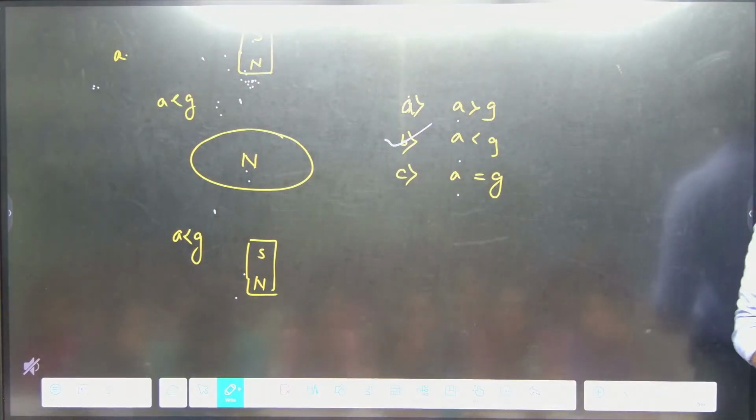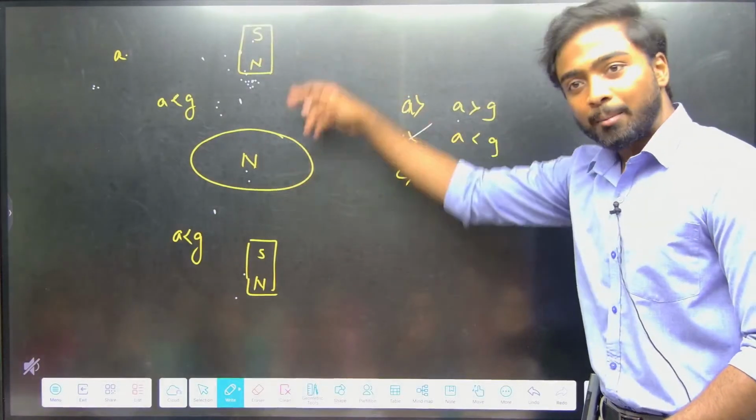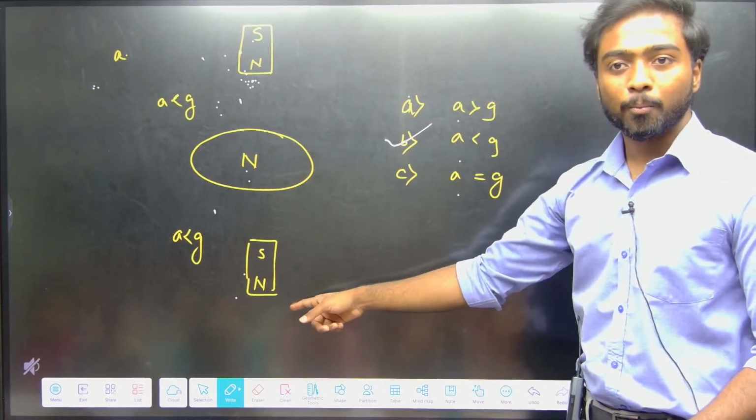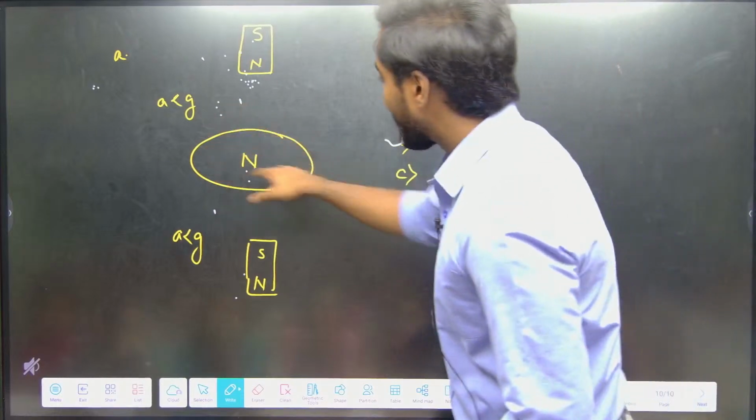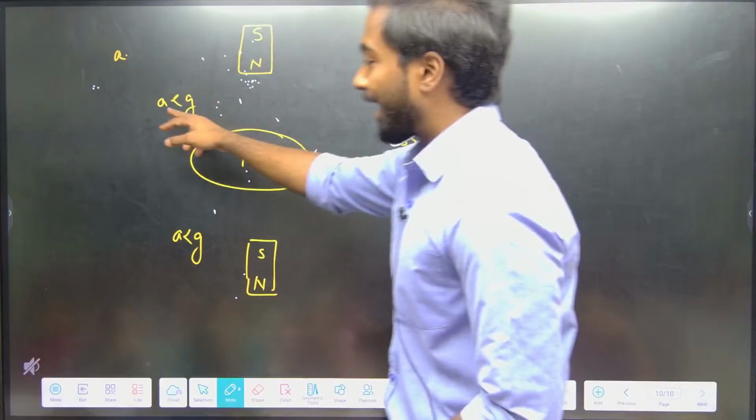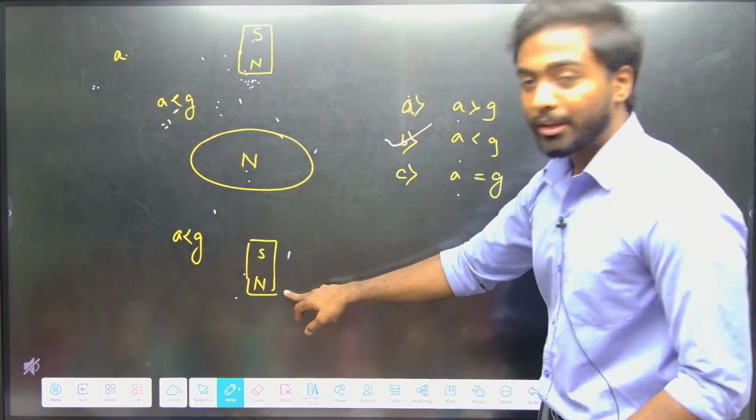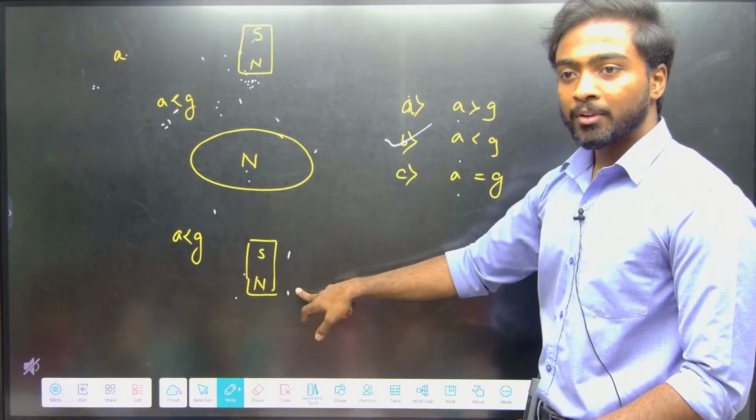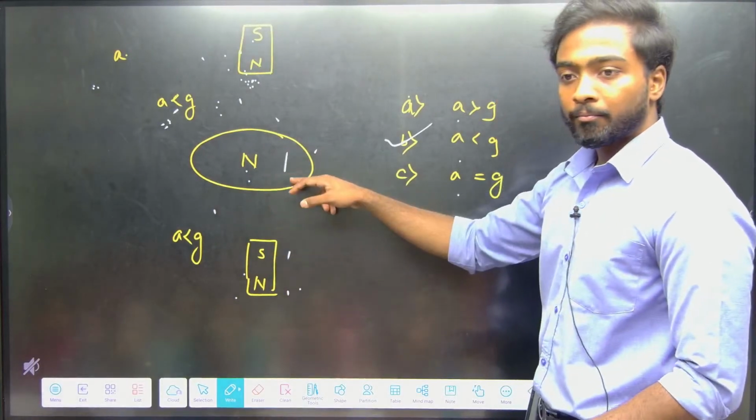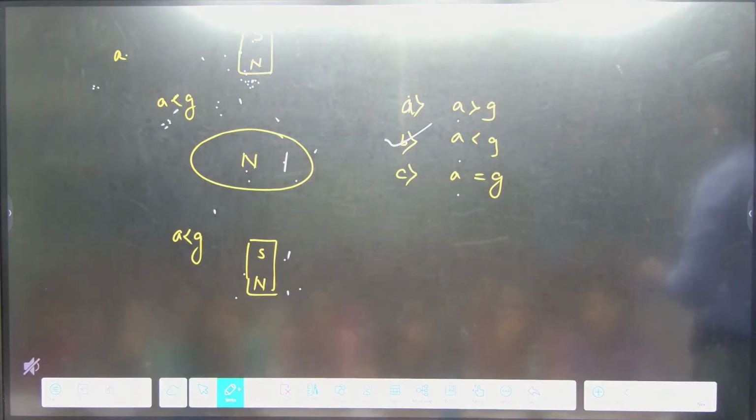Understood? Understood the point? Since it's a north pole and this is a north pole, it is coming down, but it should cross it and go. But at this point, they will try to oppose each other. Okay? Obviously the acceleration will be less than gravity. Again, when it comes to here, it is not falling freely. It will try to attract. South pole and north pole, no? It will attract. Again, the acceleration decreases.